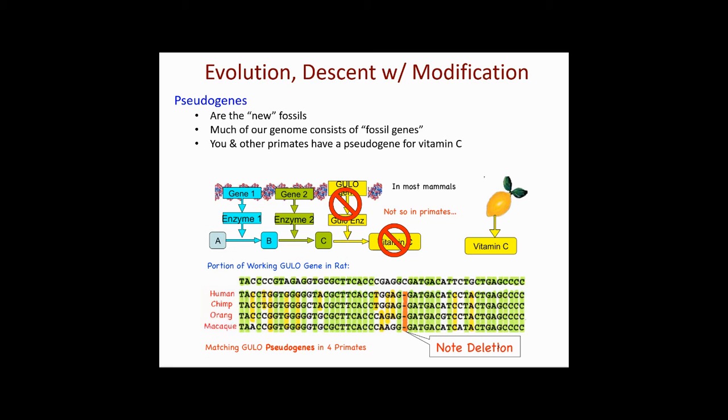But we still have the entire set of the GULO gene, even though it's mutated. It shows that all of these mammals descended, the rat included, from a common mammalian ancestor, and that we share this common descent. So it can be pretty cool to use pseudogenes as a means of kind of genetic fossils.